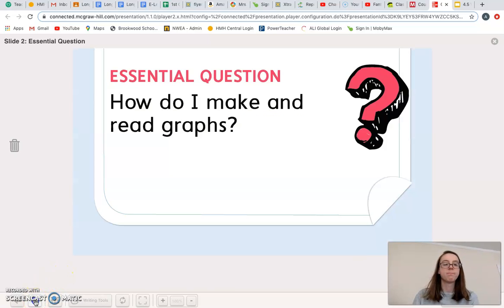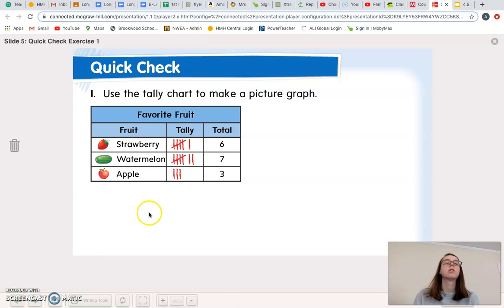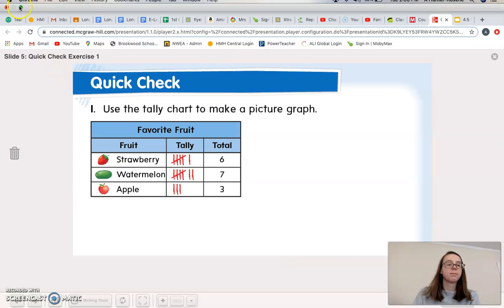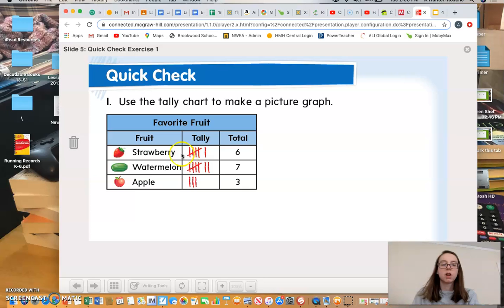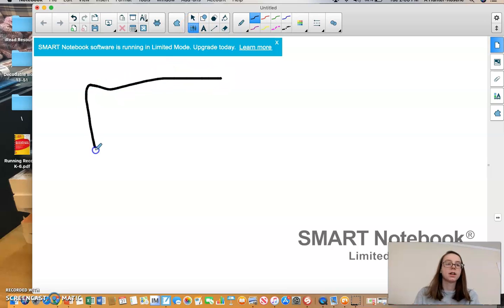So here we go. We are going to get right to it. This is our quick check. Use a tally chart to make a picture graph, okay? If we had our drawing capabilities, which I do, how many strawberries do we have? 6. So let's go ahead and draw a graph here.